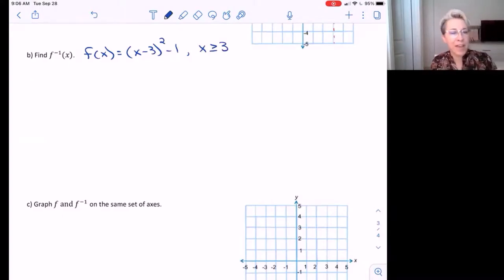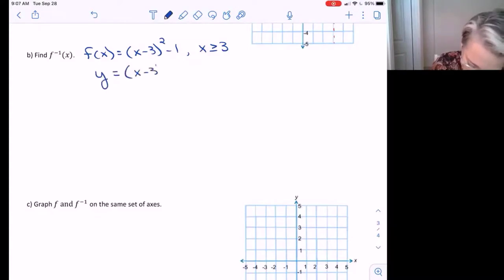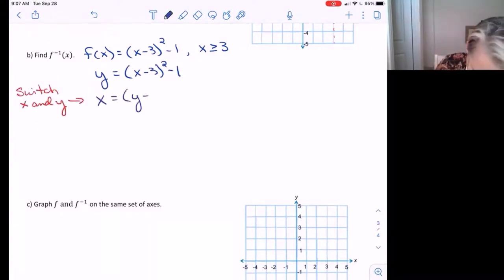We're going to use the fact that if one function has (A, B), its inverse would have (B, A). So the first thing I want you to do is replace that F of X with a Y. So we have 2 variables that we can work with. Now, let's switch that X and Y. That gives us X equals the quantity (Y minus 3) squared minus 1.